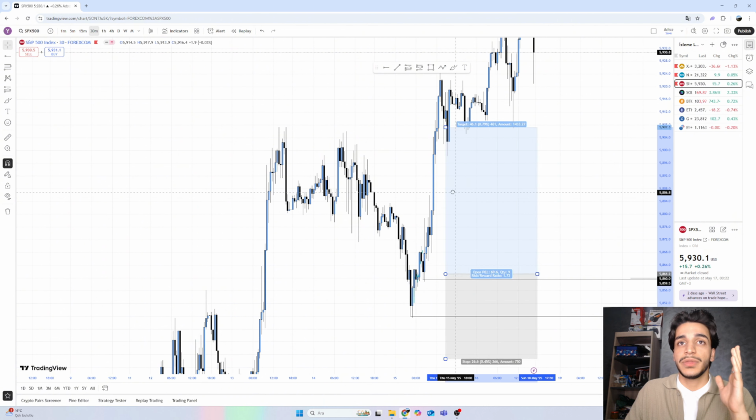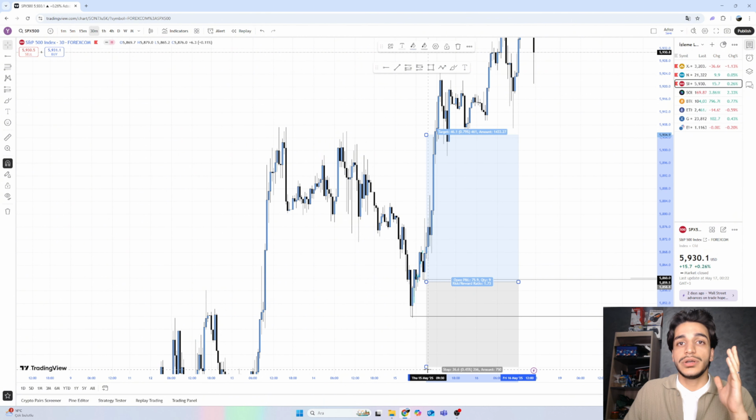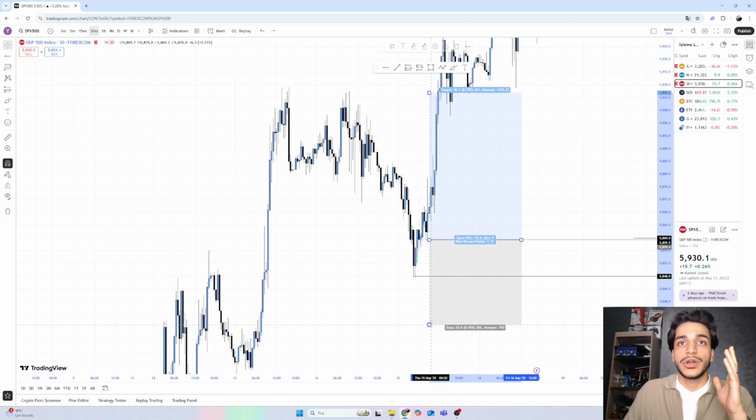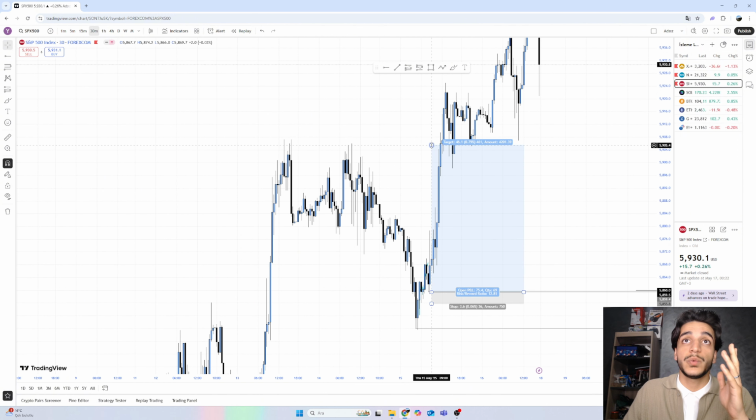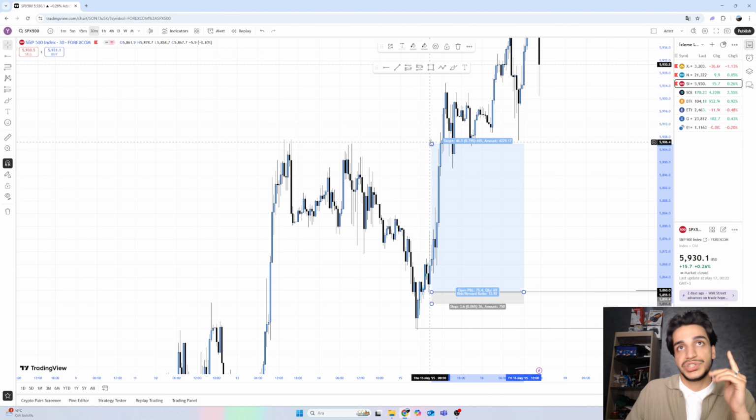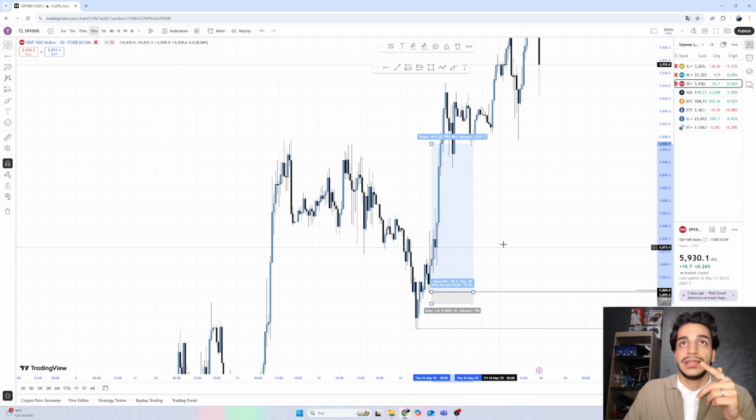So how do we take this trade? We're gonna put our stop loss at the last swing low. It could be here or it could be here, doesn't matter. Our take profit will be on the last high area, which is here. So like this.